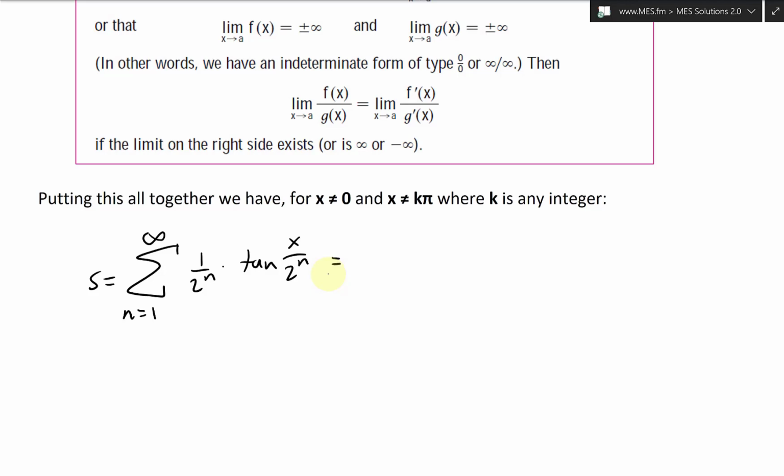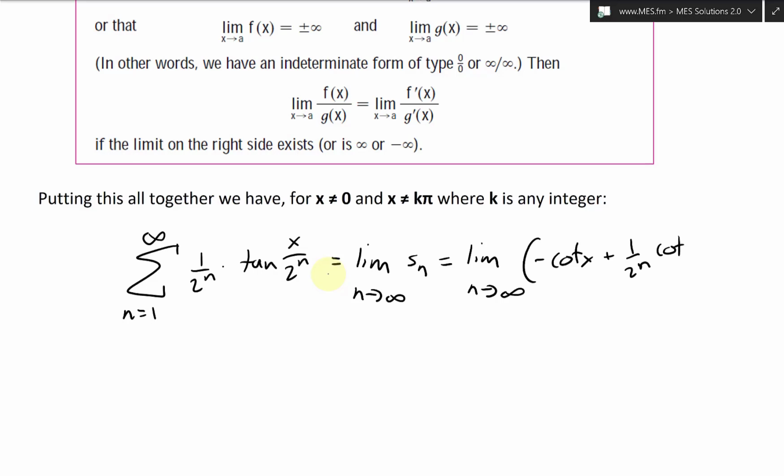The sum S equals the limit as n goes to infinity of the partial sum Sn. Just put it all for completeness, just as a solution manual puts it all together. This equals the limit as n approaches infinity of negative cotangent of x plus 1 over 2^n cotangent of x over 2^n.